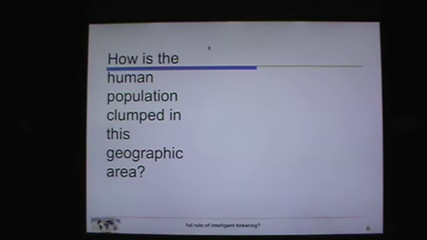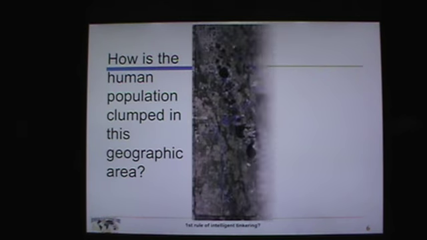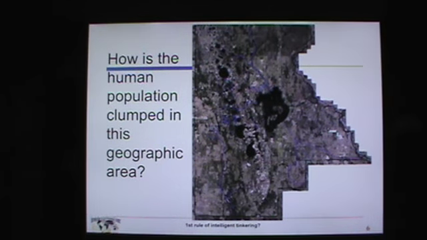For example, this is a map of a certain geographic area. If you're not familiar with this geographic area, this happens to be Highlands County, Florida, where we're located. About right there is where South Florida State College is. This is the Kissimmee River. We've talked about that, and we'll talk about that more in the future. But how is the human population clumped in this geographic area?